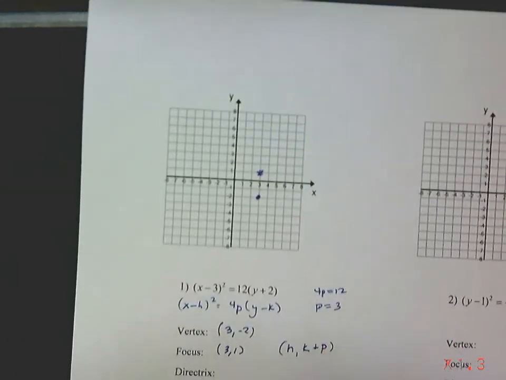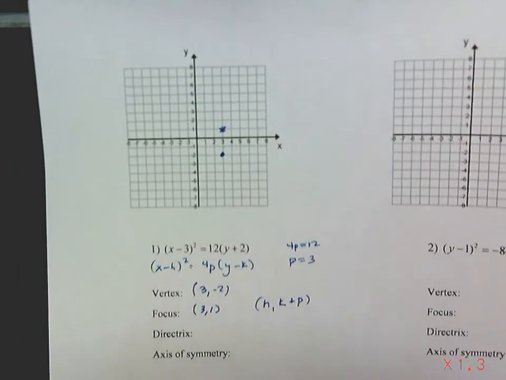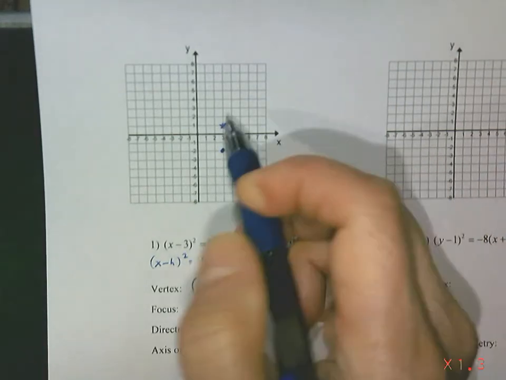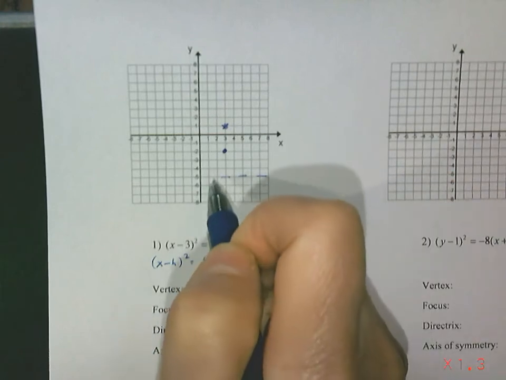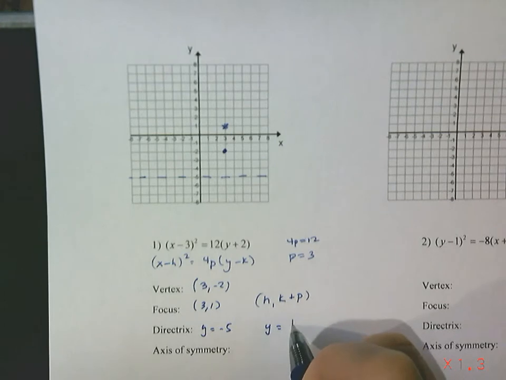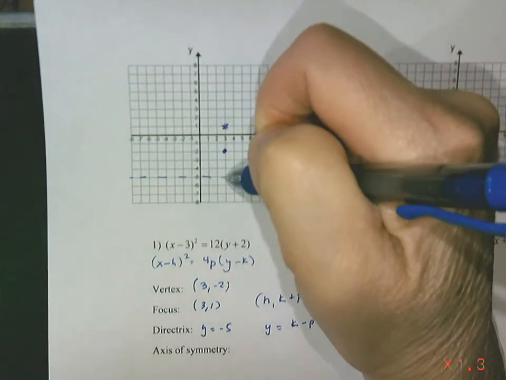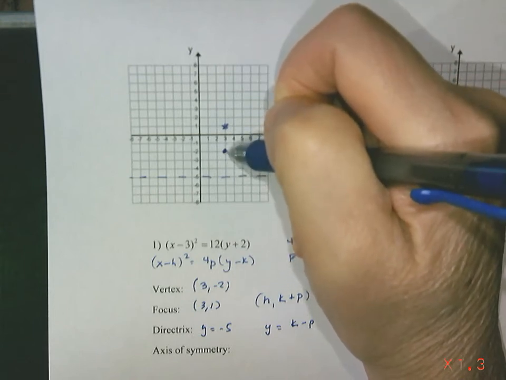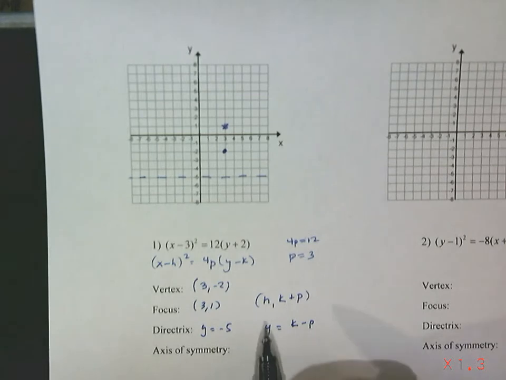My directrix goes in the opposite direction from the focus, and it's going to be a horizontal line. So if I go in the opposite direction, 1, 2, 3, there's my dashed line, and that equation is going to be y = -5. So my formula would be y = k - p. My axis of symmetry goes right down the center, and I'm not going to draw it in there, but it's always the x value of the vertex, so it's going to be x = 3.